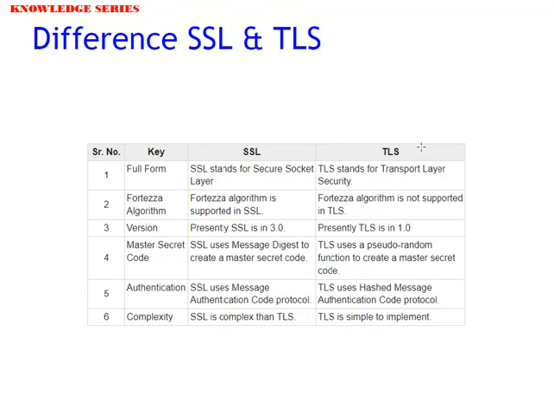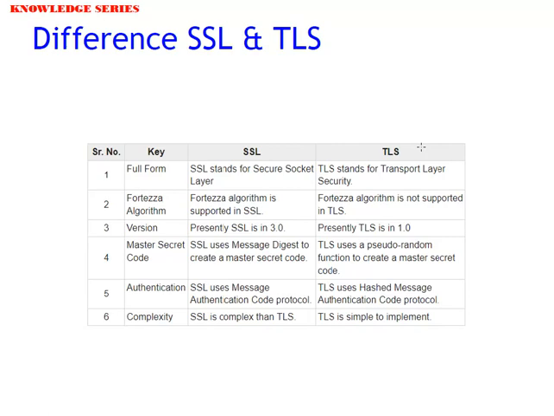The version of SSL is 3.0 and the current TLS version is 1.0. Master secret codes: SSL uses a message digest to create the master secret code, and TLS uses pseudo random functions to create the master secret code.